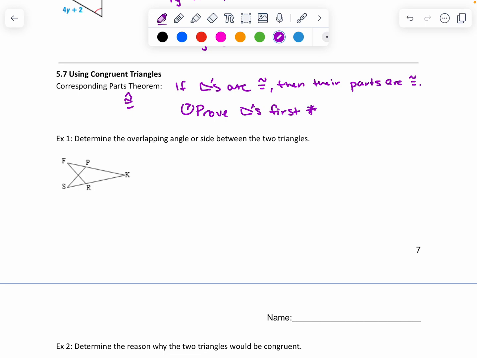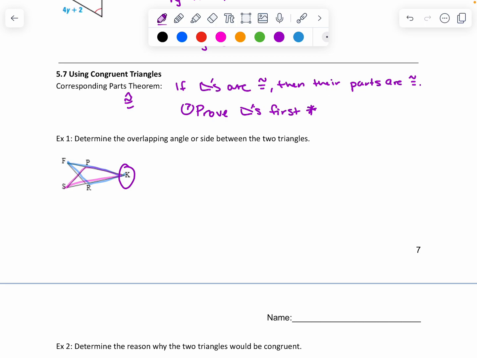Sometimes your pictures will be overlapping, and so I just want to give you an idea of what the overlapping angles and sides may look like. If you look at this first one here, your triangle FRK and your triangle SPK, I can see that between the two triangles, they overlap angle K.